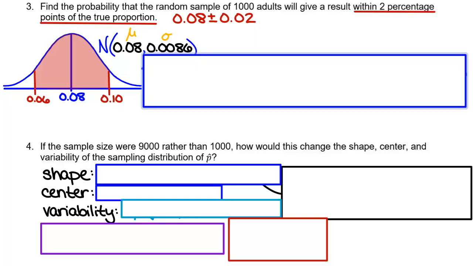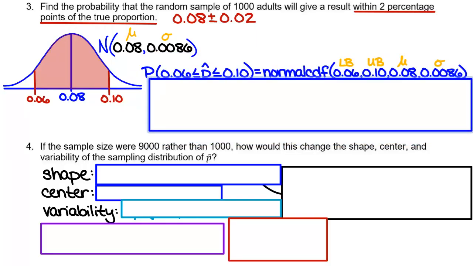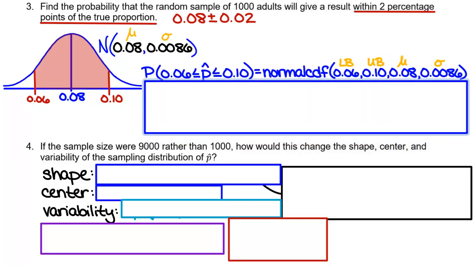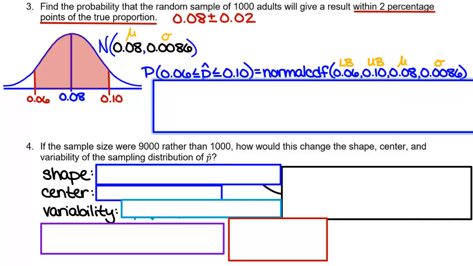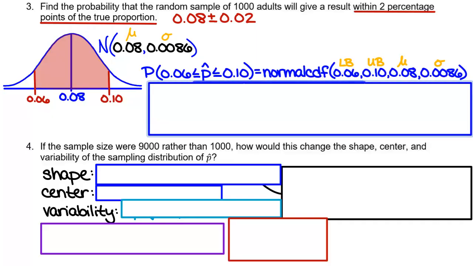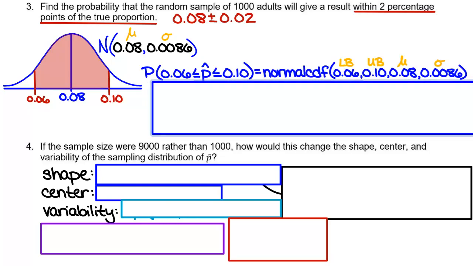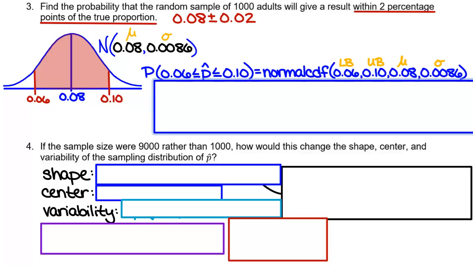Probability notation. What would my probability notation look like? How do I say probability of? Big capital P, and then parentheses, 0.06, less than or equal to, how do I say sample proportion? P hat, less than or equal to 0.10, yes.